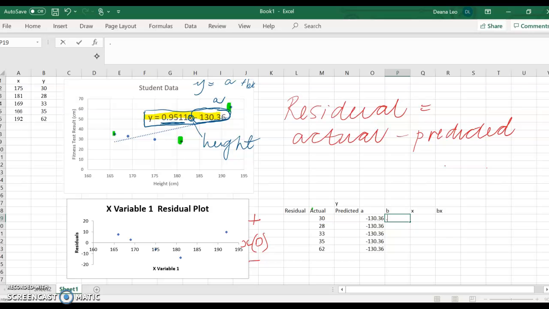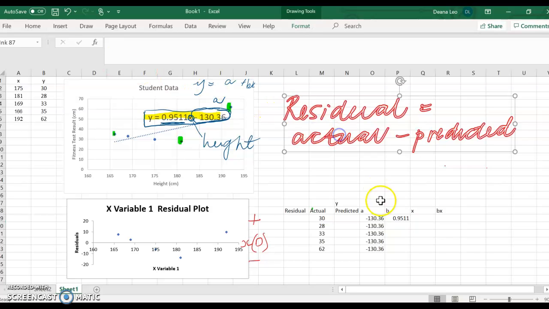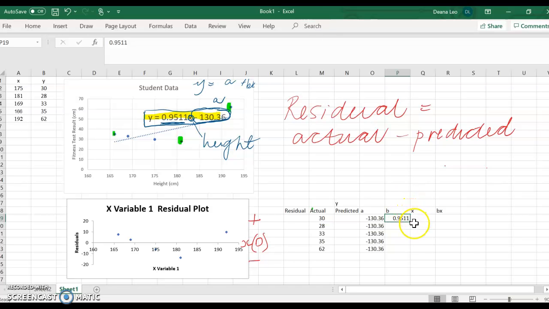It's 0.9511. And you're going to drag that down because that is the slope of the line the whole way up. Now your x is what's going to change. So remember, what we're trying to do is compare our actual outcomes to what would be predicted using a mathematical formula. So our x's are our heights. We're going to take our heights and pop them in here.